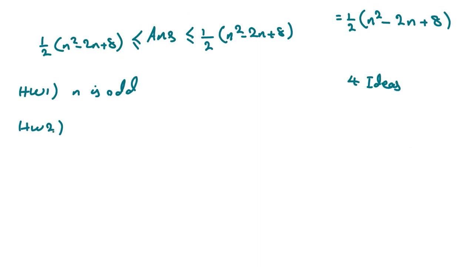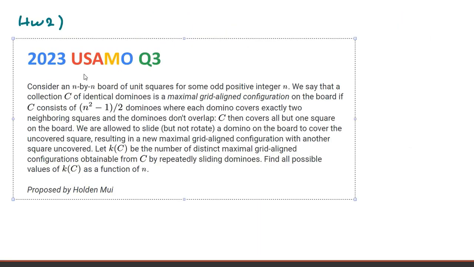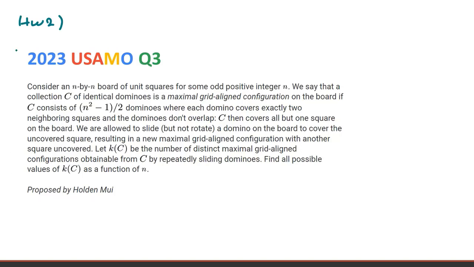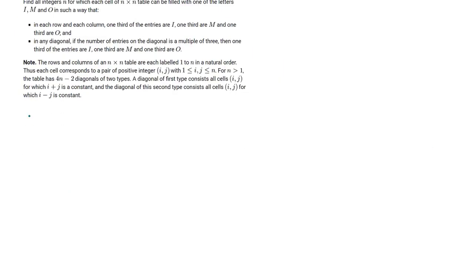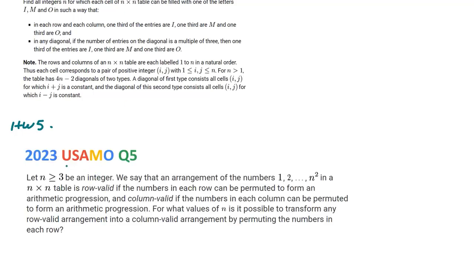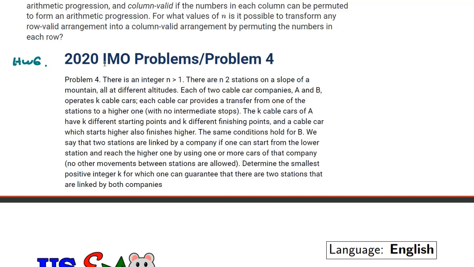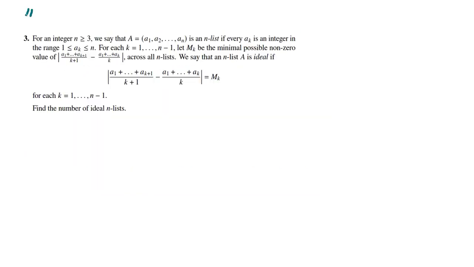Let me tell you some similar homeworks. Homework 2, USEMO 2023, problem number 3. You can do this as homework 2. Homework 3. For homework 3 and homework 4, you can solve these two IMO problems. Homework 5, question number 5 of USEMO 2023. For homework 6, you can solve this IMO problem. For homework 7, you can solve this PMO2 2023, the last British Mathematical Olympiad.